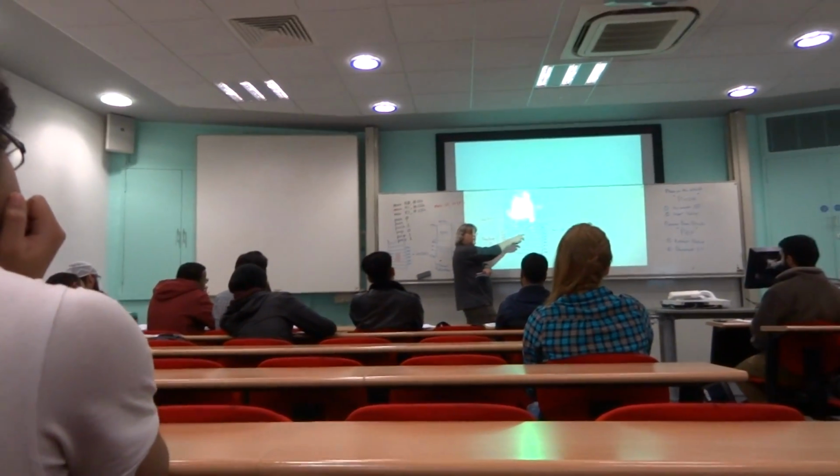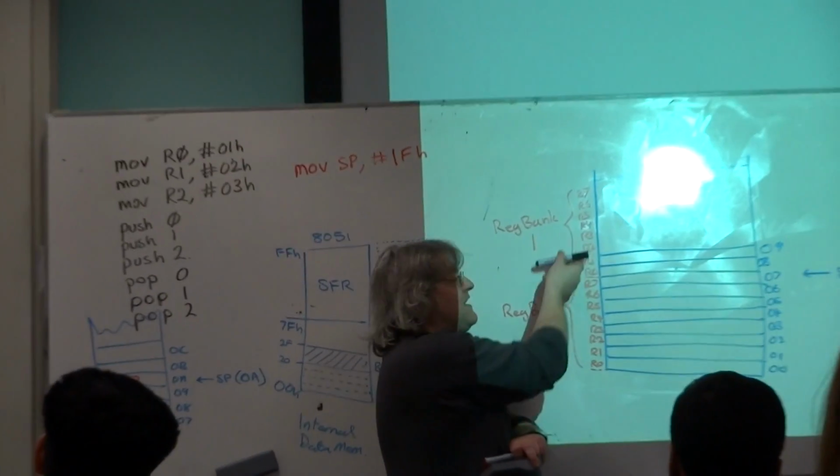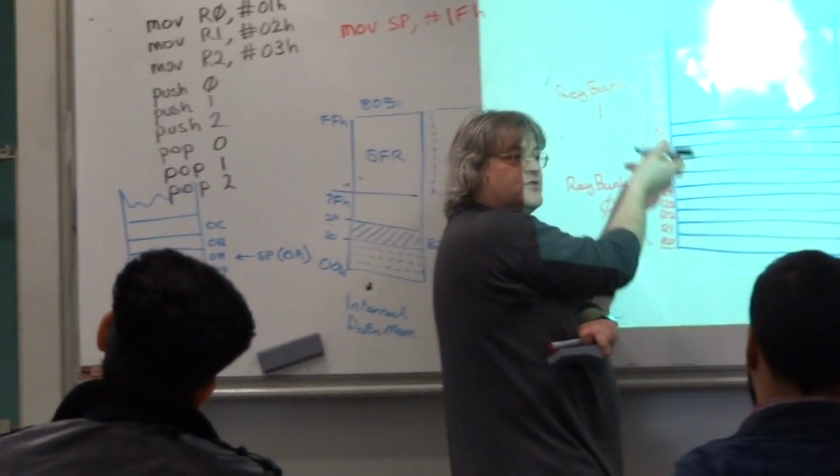do things with R0, R1, R2. The processor will look in the program status word to find out which version of R0, R1, R2 you're talking about.